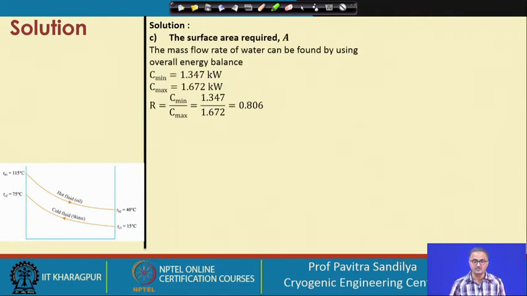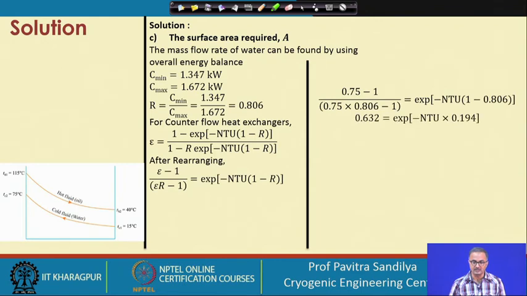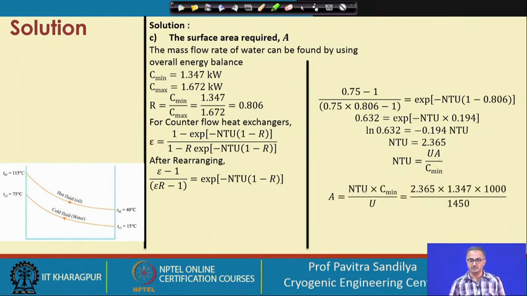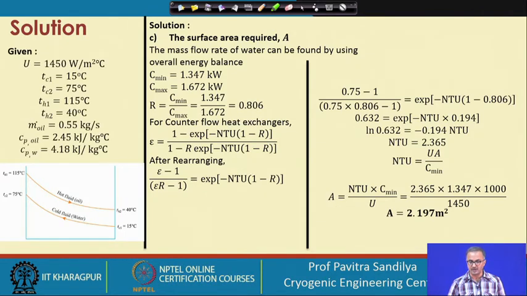Now, again for the surface area required, first we note that this is the C min value, this is the C max value, and this is the ratio of C min to C max. And for counterflow heat exchangers, we use the formula of the effectiveness factor. With this and plugging in the values, we can find out the value of NTU coming to be like this. So, this NTU is UA by C min, and we know the values of everything now. Now, putting all the values, we find the required area is coming out to be 2.197 meter square.